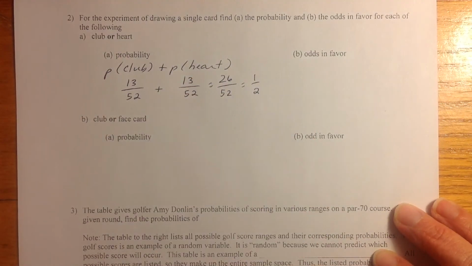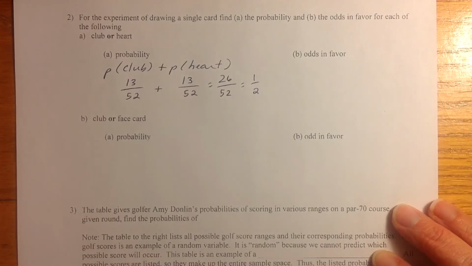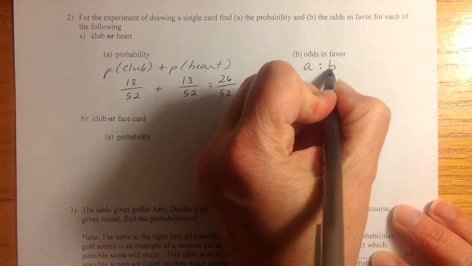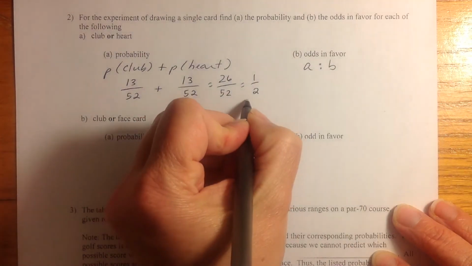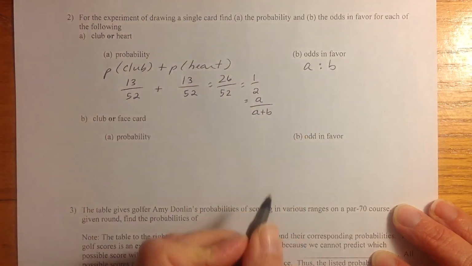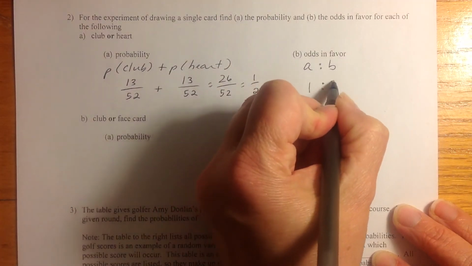Now, odds in favor is something we talked about in section 11.1, so let's review. Odds in favor would be stating the A to the B. And remember what this equals. This is A over A plus B. So it's 1 to 1.